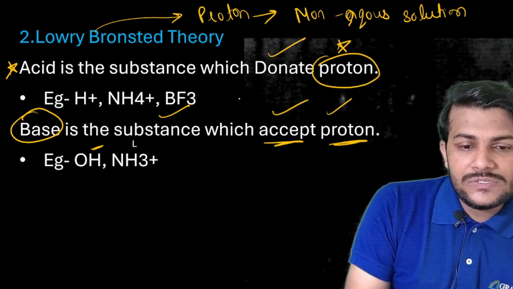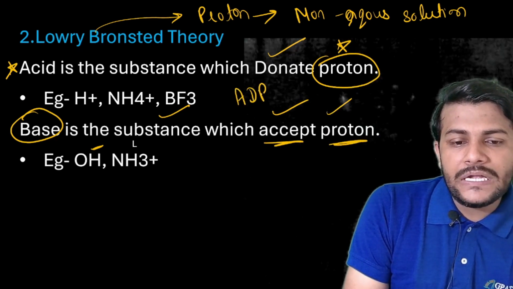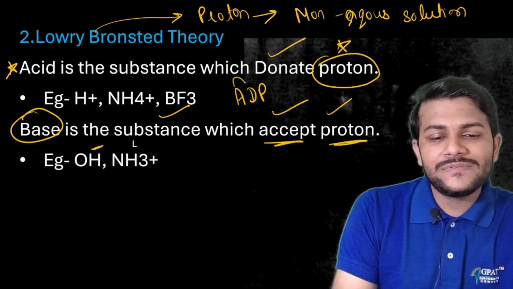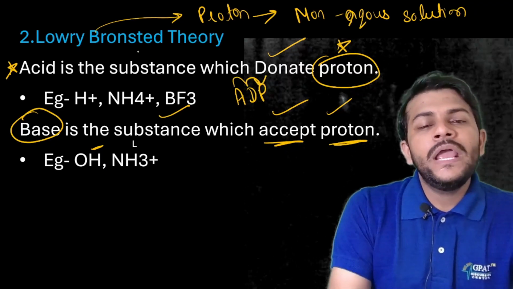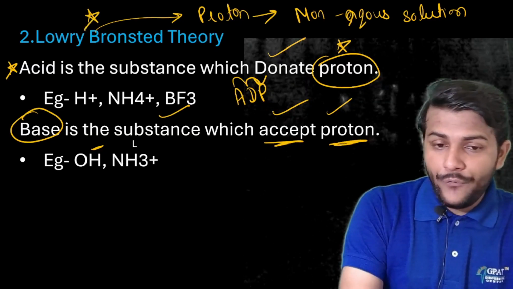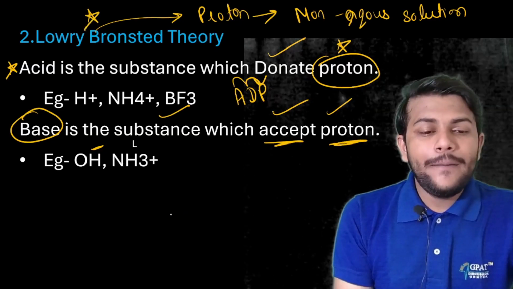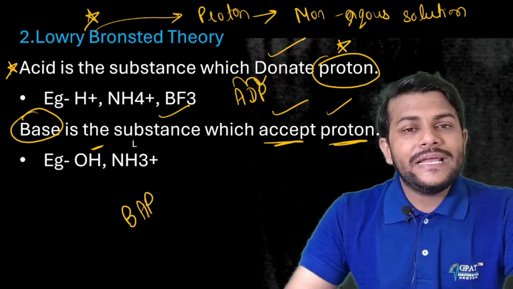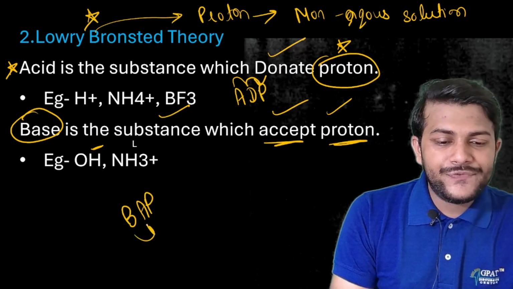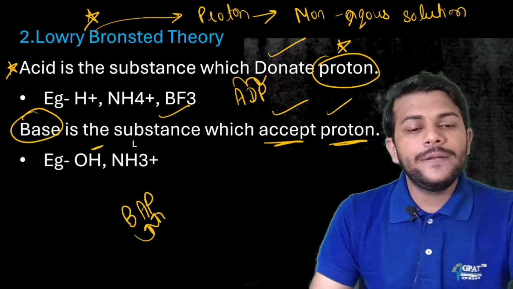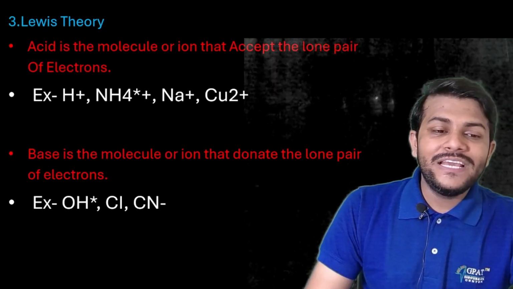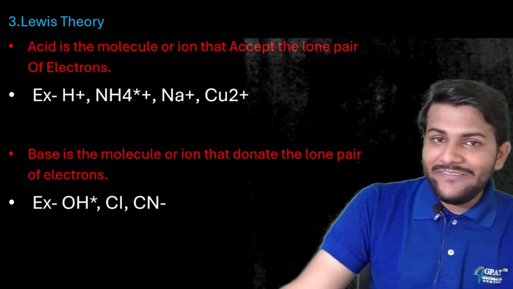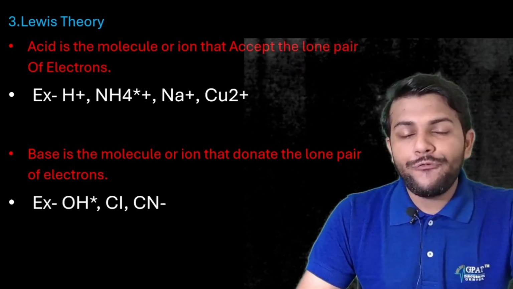So you can use the trick ADP: acids are the substances that can donate the proton in case of the Bronsted-Lowry concept. Regarding the base, you can use the trick BAP: bases are the substances that can accept the proton. Got it? Next theory we have is the Lewis theory. Lewis theory is basically relevant to your electron, the lone pair of electrons.